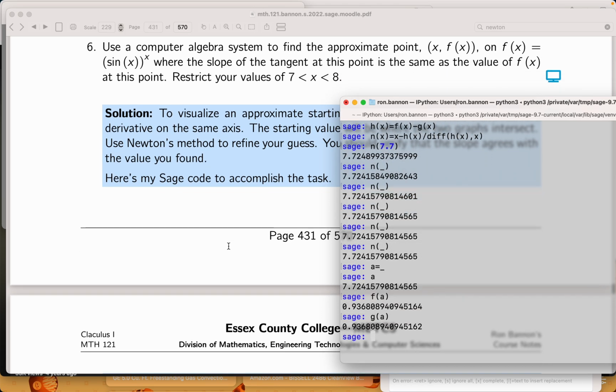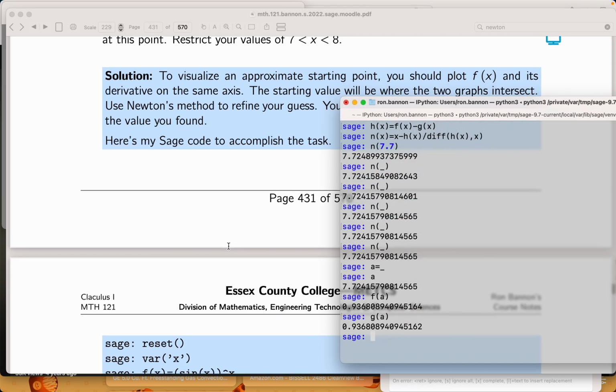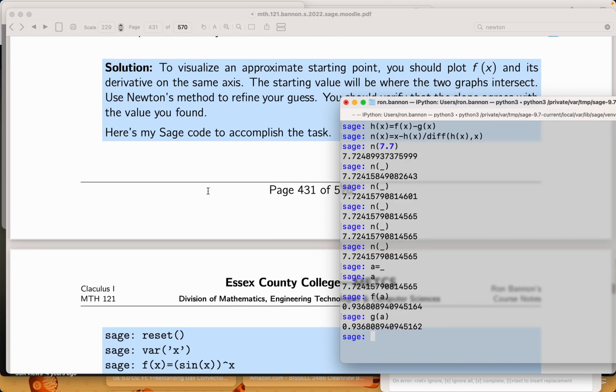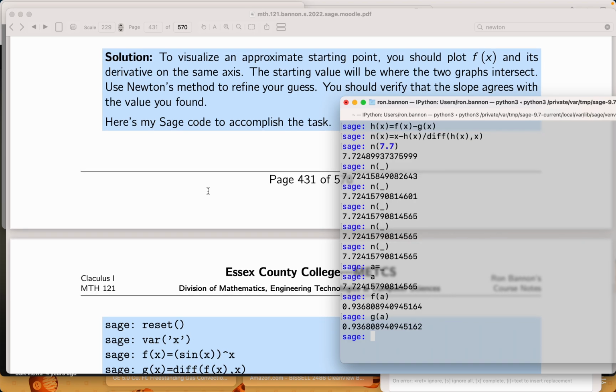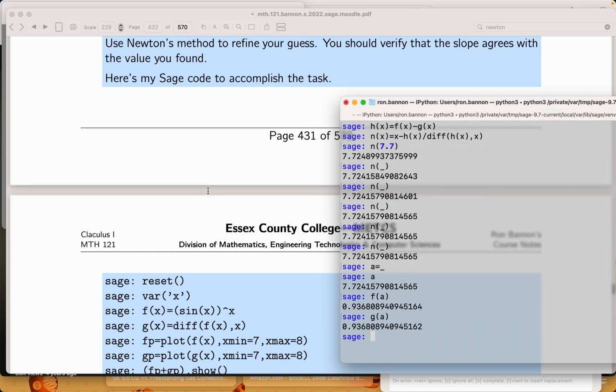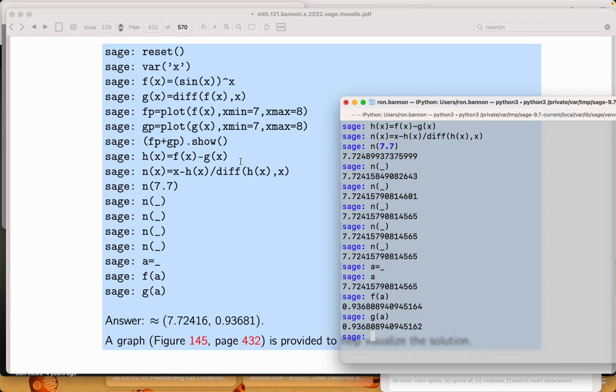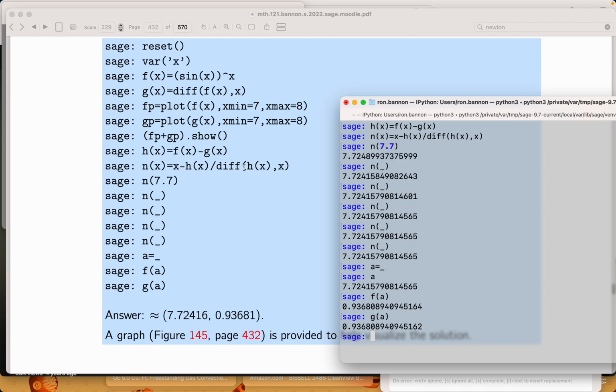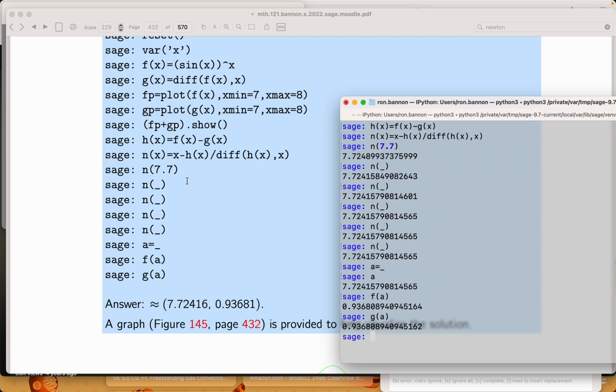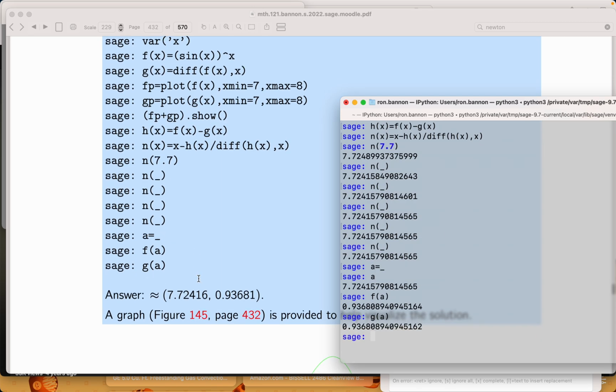Now let me look back over the notes, and I'll just read through. It says visualize. We did that. Same axis. Starting values where I saw the graphs intersect. What I do with Sage: reset, set the variable. I did define a function f, I did define a function g, I did the plotting, very similar. I did the h. I did use Newton's method on the h function with the starting position of 7.7, and kept repeating it.